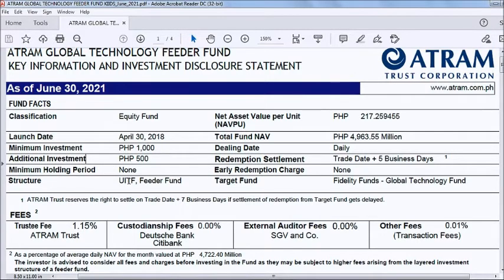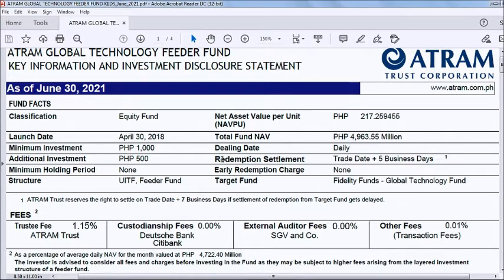Structure, ito ay isang UITF and feeder fund. So as of June 30, 2021, ang document, ang net asset value per unit niya is 217 pesos and 20.259455 noong mga panahon na yun. So total fund net asset value, ito na siya ngayon. Dealing date, this is daily. Redemption settlement, trade date plus 5 business days.